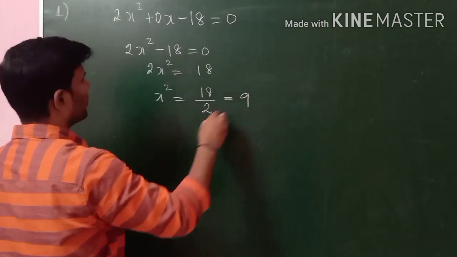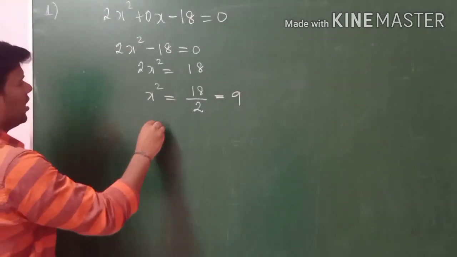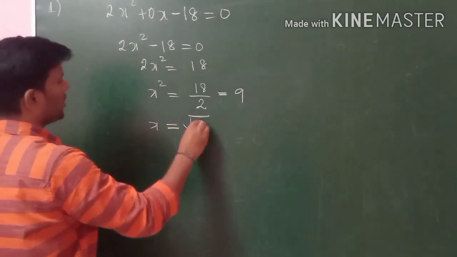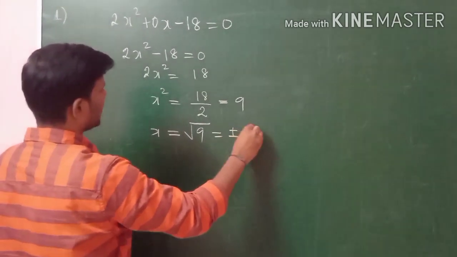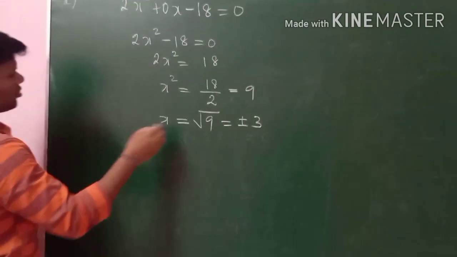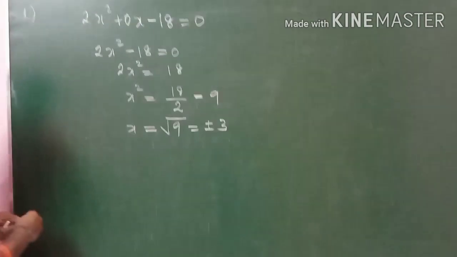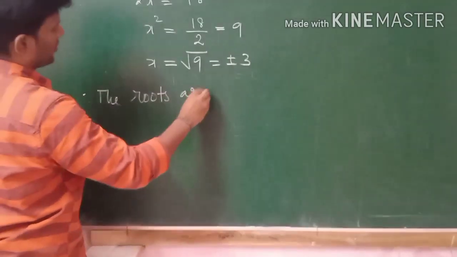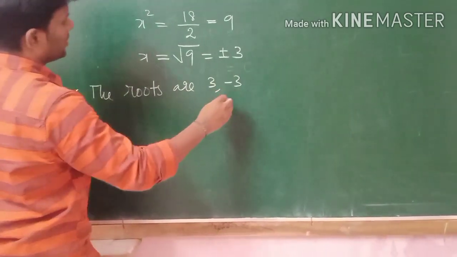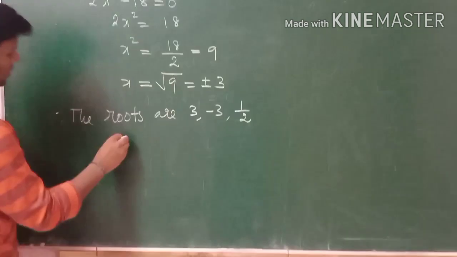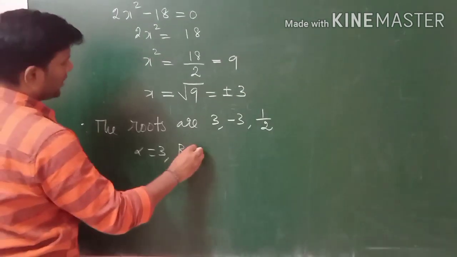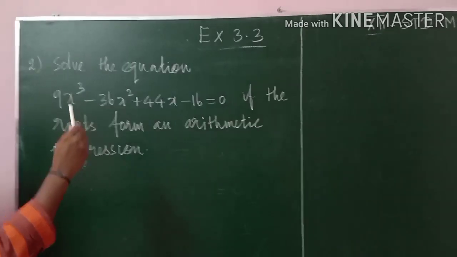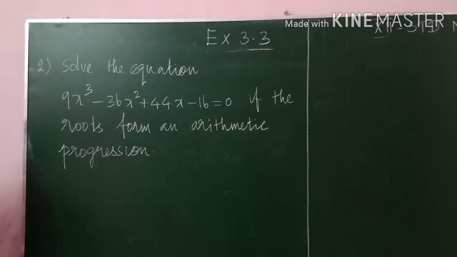So 18 by 2 is what? 1 2 is 2, 9 2s are 18. So x square equal to 9. Moving the square across, it becomes square root. So x is equal to square root of 9. What is square root of 9? Plus or minus 3. So we found the other two roots: plus 3 and minus 3. Therefore the roots are 3, minus 3 and 1 by 2. That is, alpha is equal to 3, beta is equal to minus 3 and gamma is equal to 1 by 2.